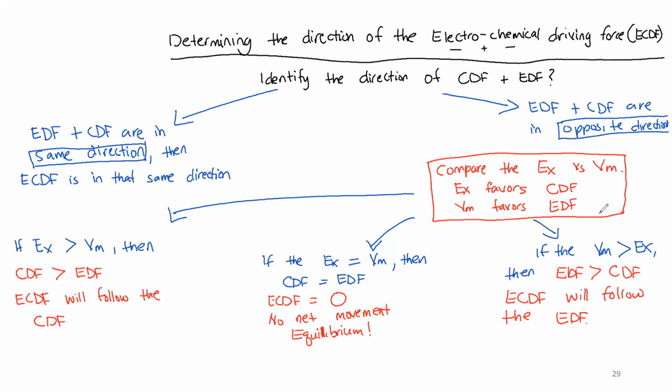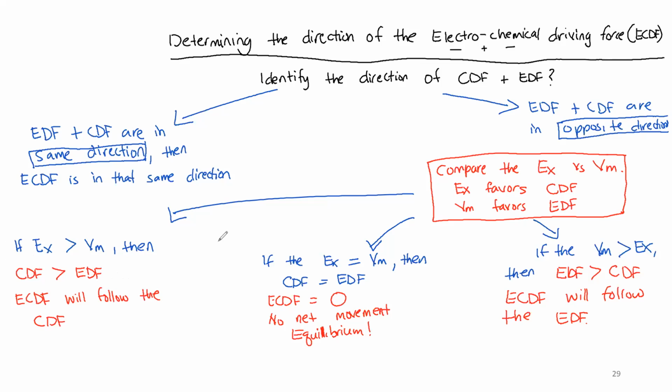And so if we have forces acting in opposite directions, then we simply look at these values to see which of the forces is stronger. If the equilibrium potential is a stronger value, and it's greater than the membrane potential, then the chemical driving force is the stronger force. And so the overall movement of that particle will favor or follow the chemical driving force, the direction of that force.